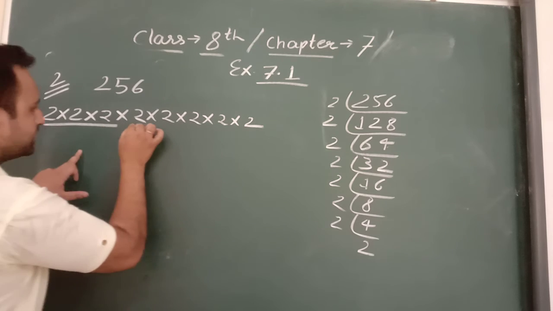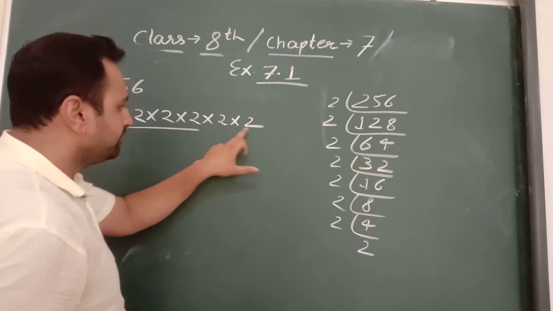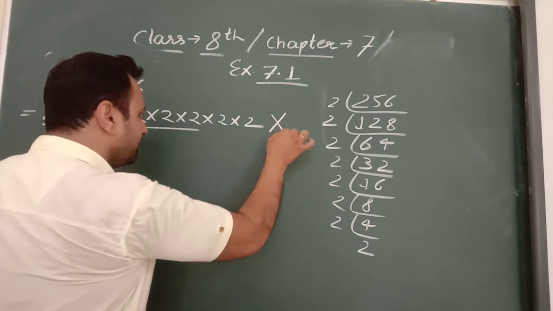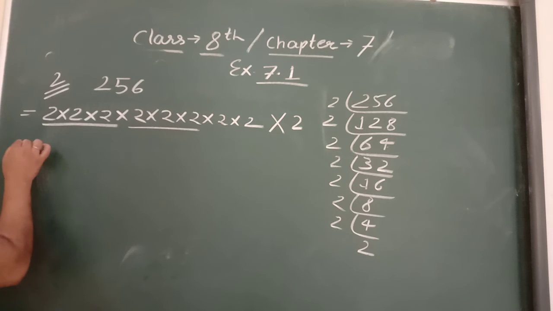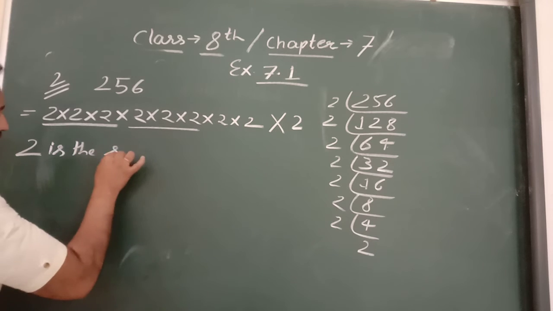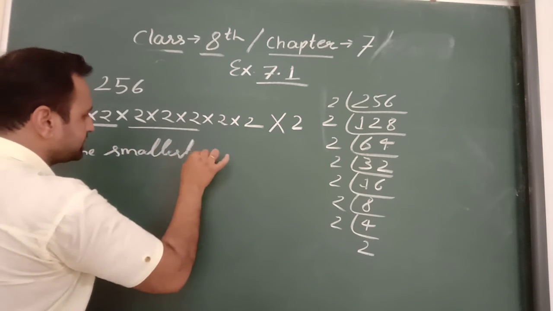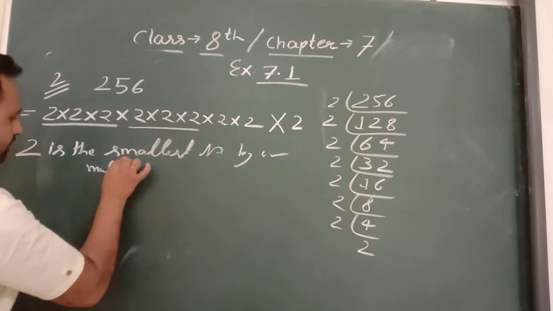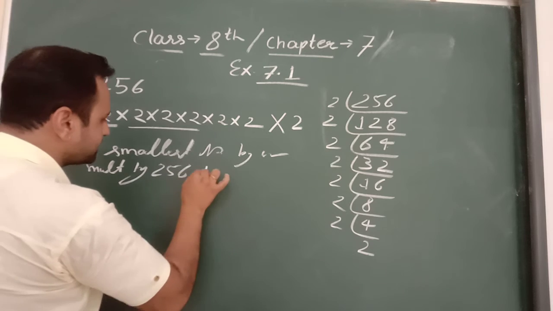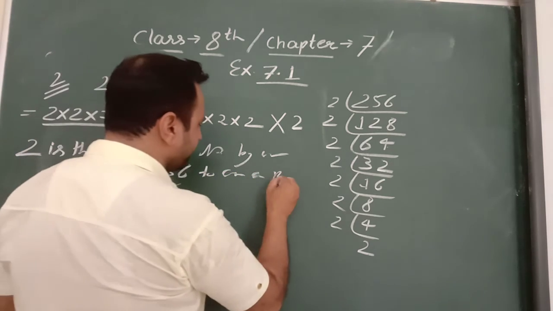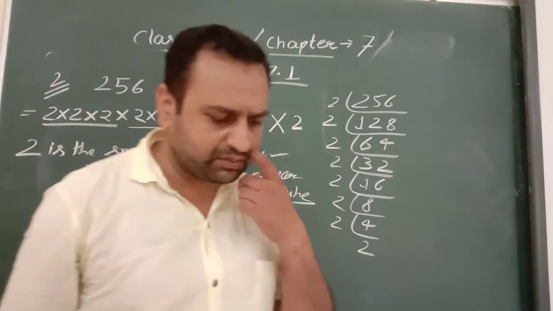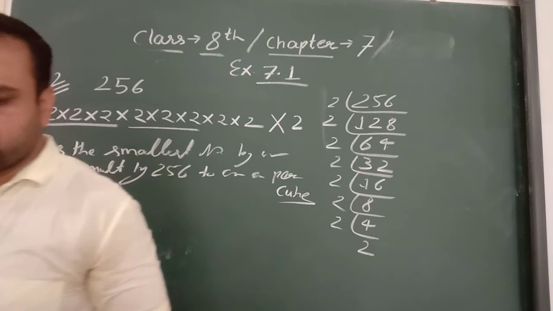We need groups of 3 same numbers, but it does not convert into groups of 3 numbers, so we multiply by 2 to complete the group. So what is the smallest number by which to multiply? 2 is the smallest number by which we multiply 256 to convert it to a perfect cube. Similarly, you can do the remaining parts also. Just note it down.